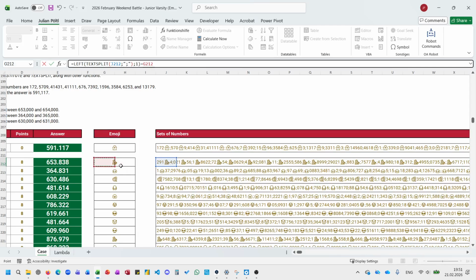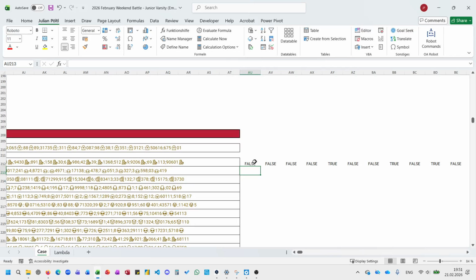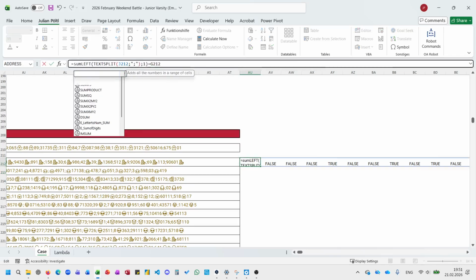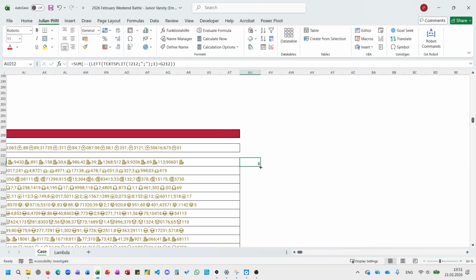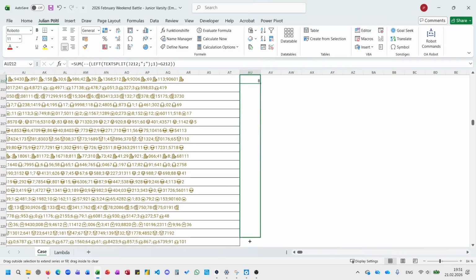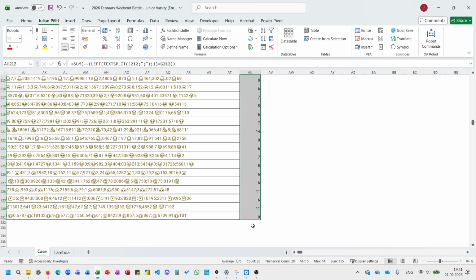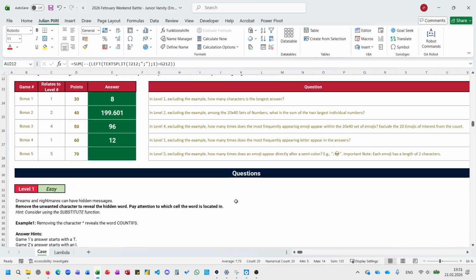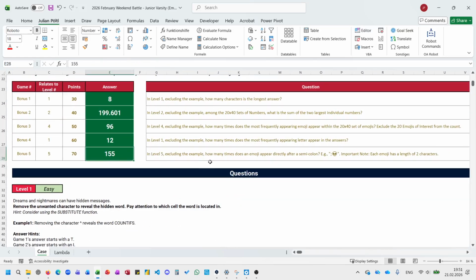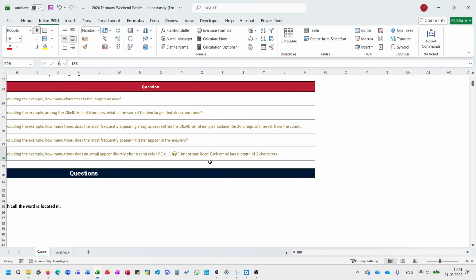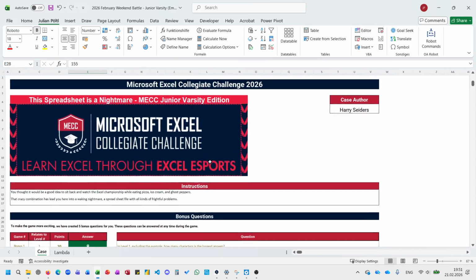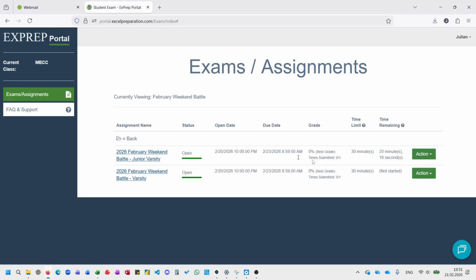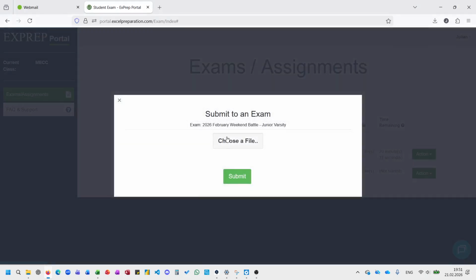Equals this. Cool. Sum minus minus. And then track this down, and our answer is 155. Excluding example, how many times directly after the semicolon? Okay, so we are good. Hopefully 100% score. A little bit 10 minutes around, that's okay.